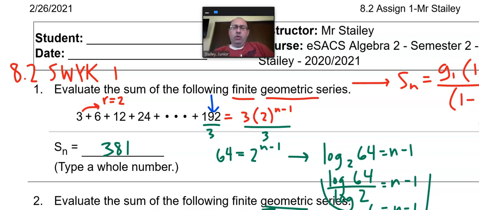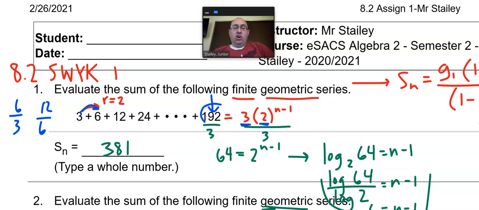All right, now, we know that the first term is a 3. We know the common multiplier is 2. You can tell because you are doubling every time. Any term divided by the previous term, they all spit out the same thing. So we know it's 2.